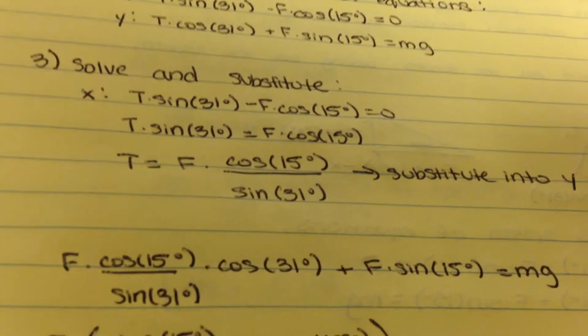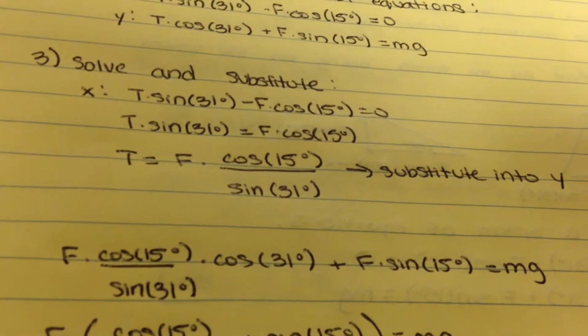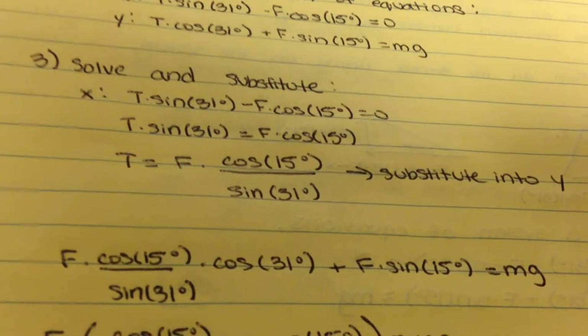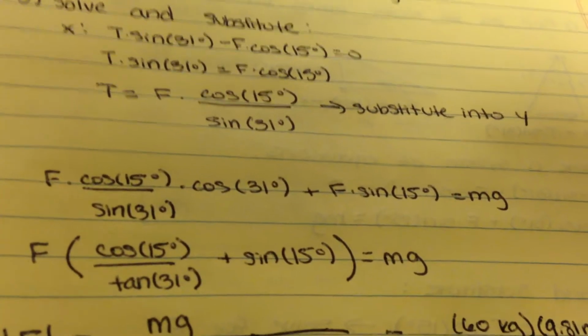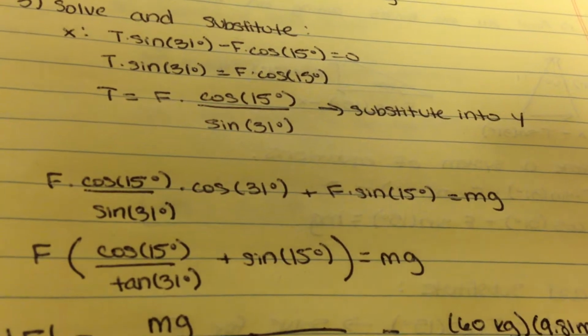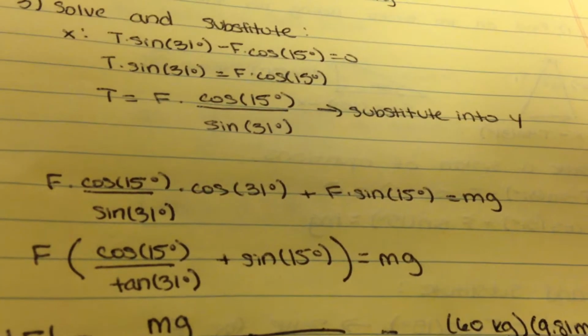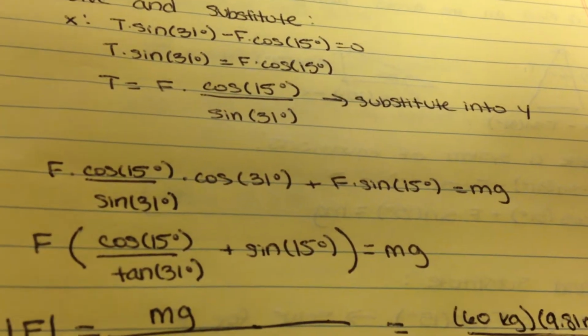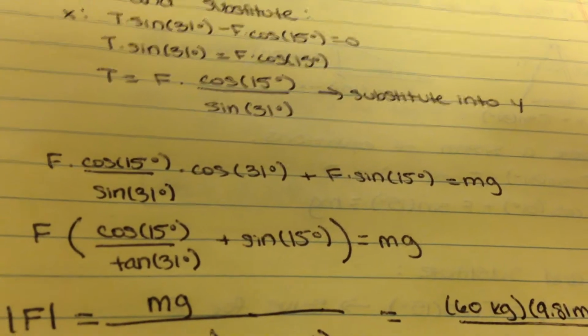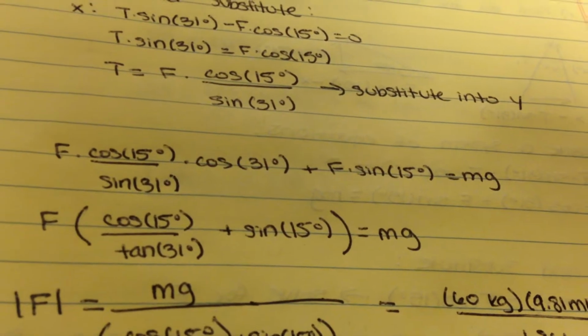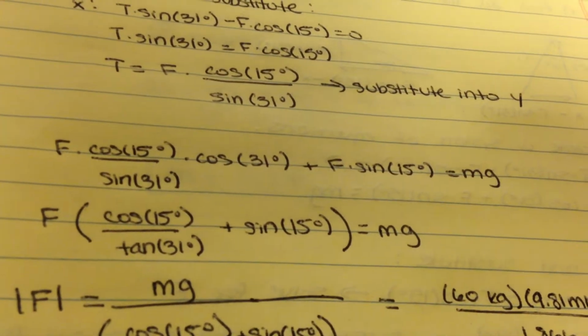And the magnitude of the tension is equal to the magnitude of the force times cosine of 15 degrees divided by the sine of 31 degrees, and you can substitute this T into the y. So then your new equation for the y is equal to the magnitude of the force times the cosine of 15 degrees over the sine of 31 degrees times the cosine of 31 degrees plus F, the magnitude of the force times the sine of 15 degrees, equals mass times gravity.